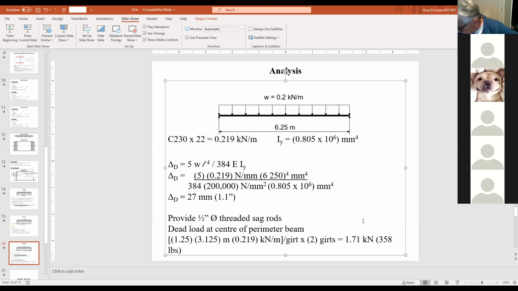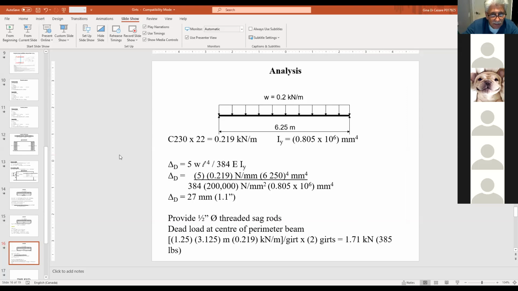385 pounds, right? Yeah, no, that's what it is. It's 385. That's what it says on my calculator. I have 384 points. Yeah, it's 385 pounds. I wrote it the other way around. Thank you. No problem. Okay.